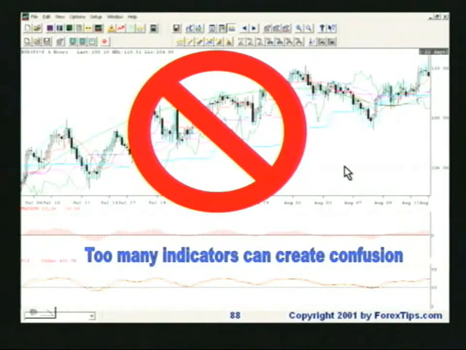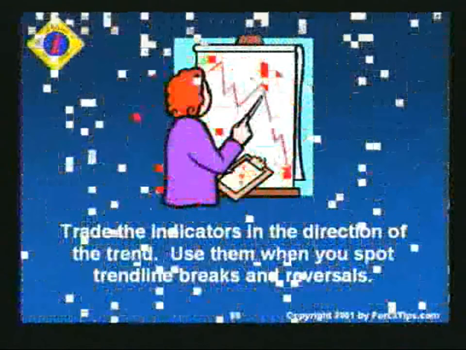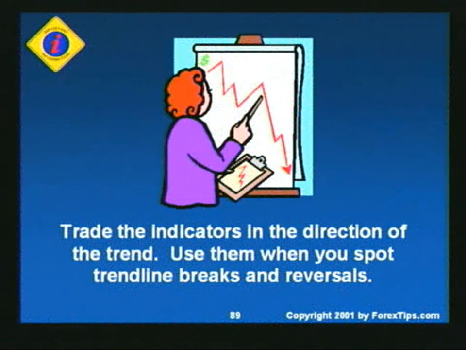Too many indicators can create confusion. Keep it simple. Our trading experience at Market Traders has led us to use just the MACD, the stochastics. We used to use CCI. Stochastics is a little more productive than the CCI, as well as your moving averages. Trade the indicators in the direction of the trend. This is important information.